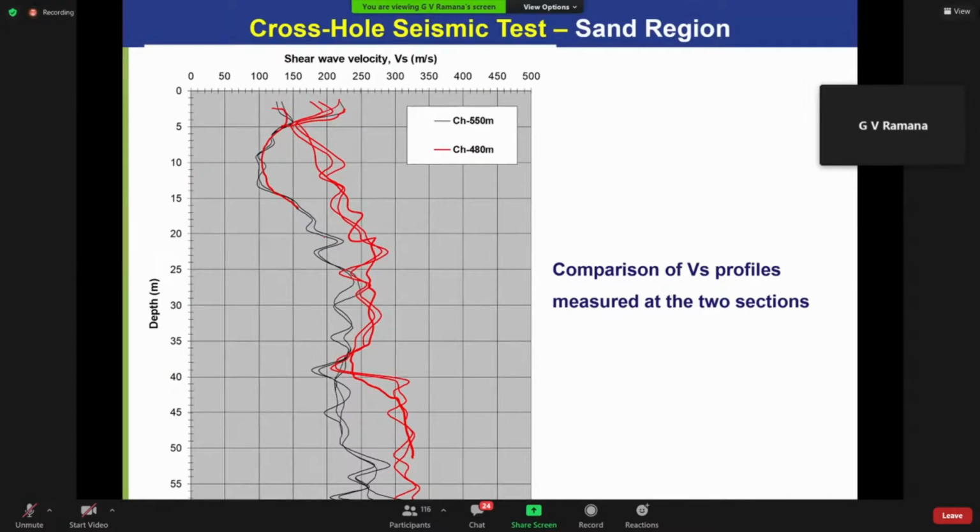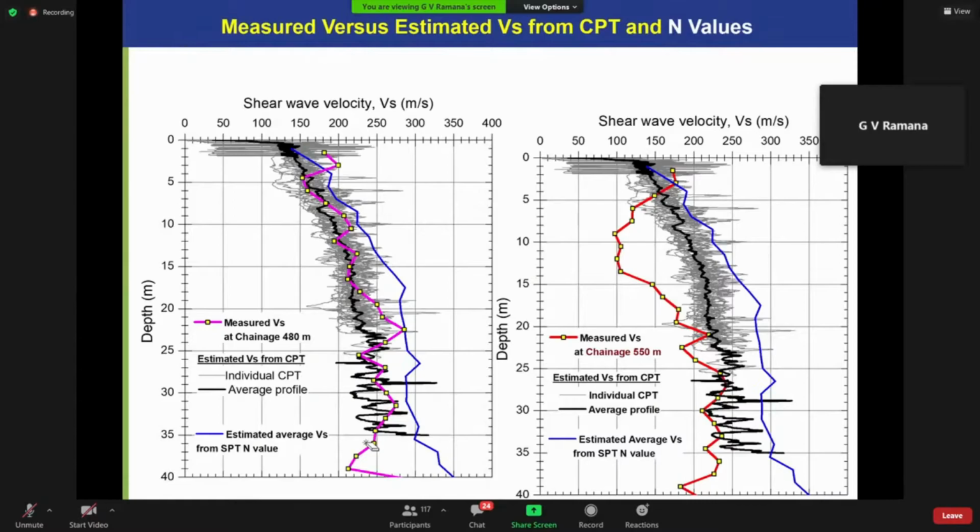There is a significant difference between these two, so we need to find why. We had an extensive set of SPT and CPT test data, and we compared the measured values with empirical correlations. You can see here very clearly that at chainage 480, the measured value and the estimated value are very close to each other.